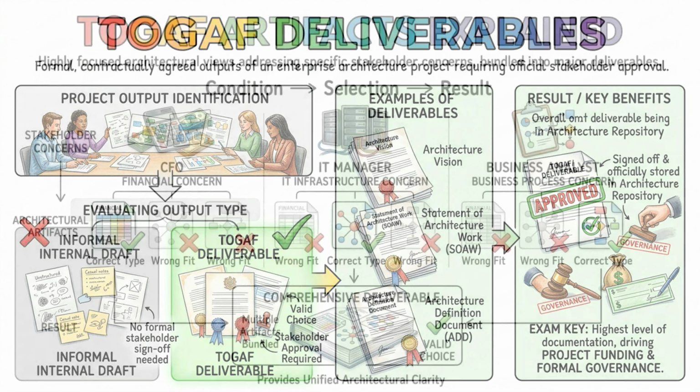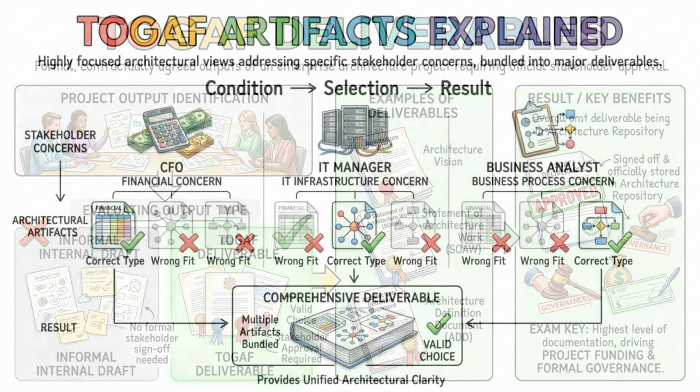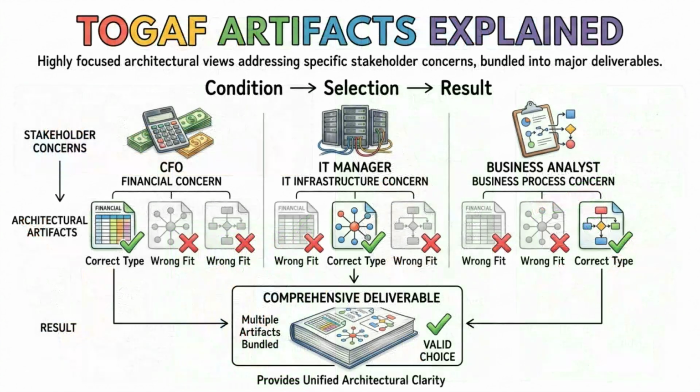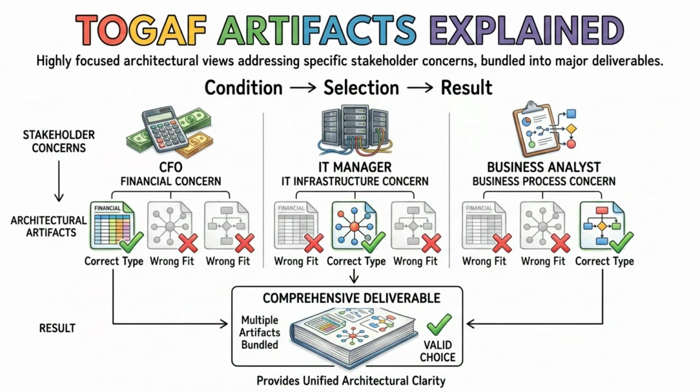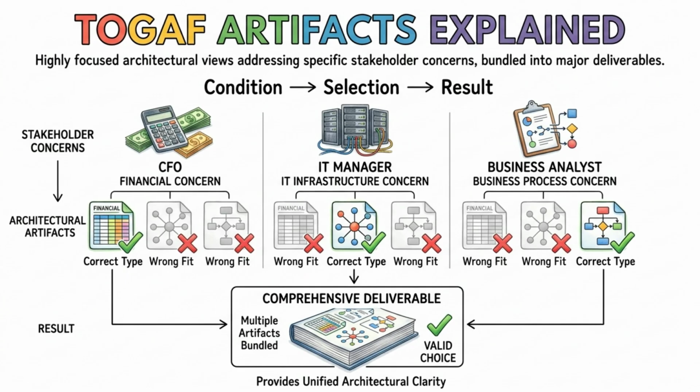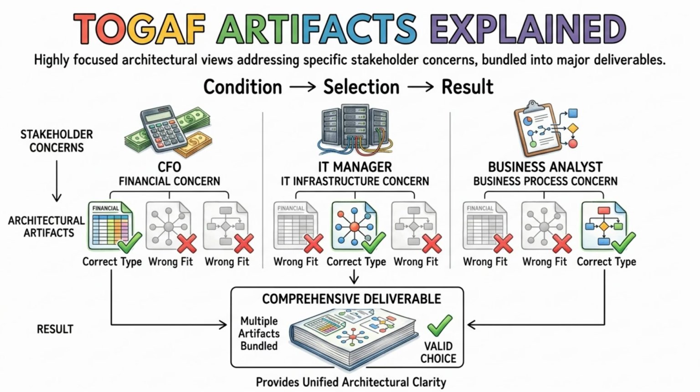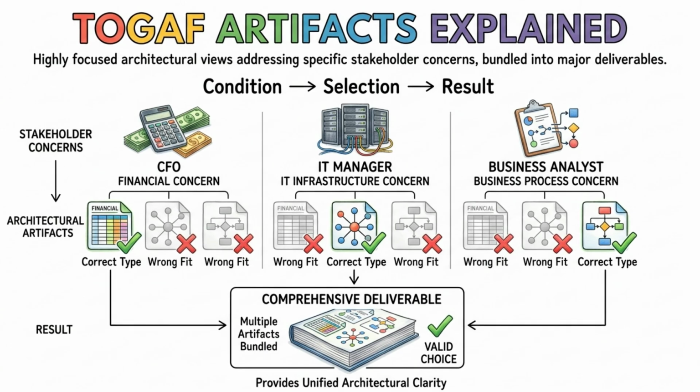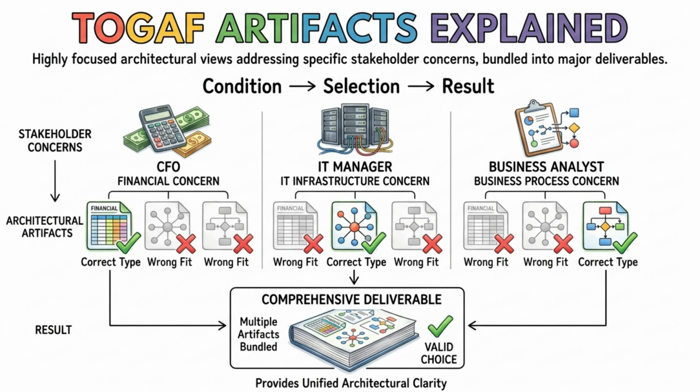Artifacts are the smaller, highly focused views of architecture that are created to address the concerns of specific stakeholder groups. Unlike a massive text document, an artifact presents information visually or structurally so it can be easily digested. An artifact could be a financial spreadsheet for a CFO, a network diagram for an IT manager, or a process flowchart for a business analyst. On the exam, remember that multiple artifacts are bundled together to create a single, comprehensive deliverable.